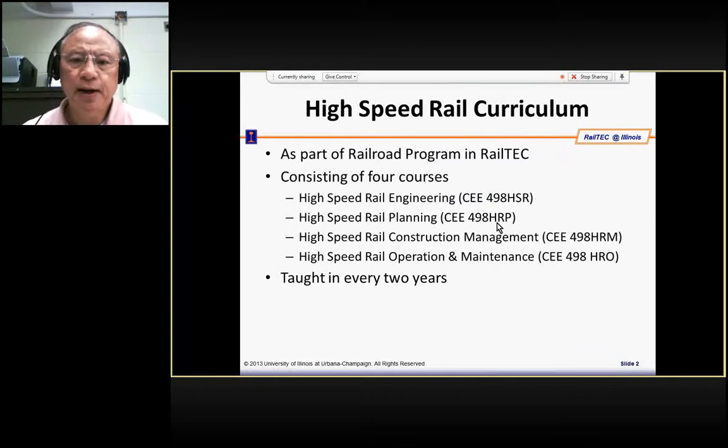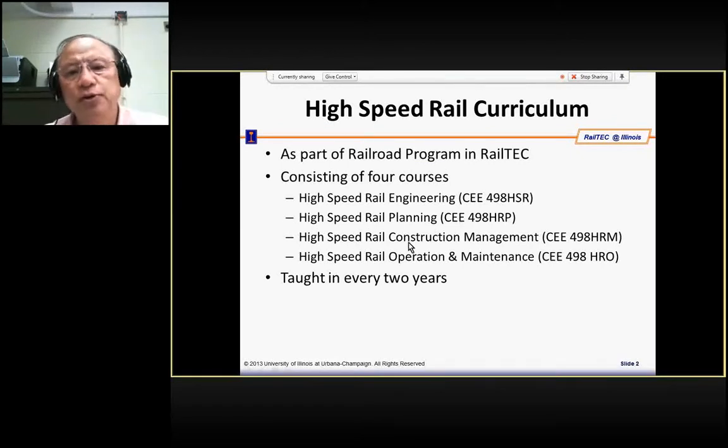This is part of the high-speed rail curriculum which we have in the Rail Tech at the University of Illinois at Urbana-Champaign. In our curriculum, we have 4 courses. We start with high-speed rail engineering, which talks about all functioning, subsystems and systems of the high-speed rail. And then we have a second class, which is on the planning of the high-speed rail system. And our subject today will be from this class.